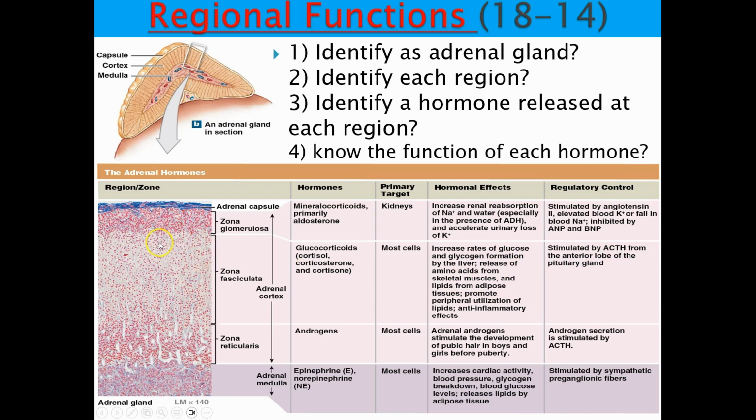So on a histological or a lab exam, if I highlight this range, I can easily ask, what's its name? Name a hormone secreted from this. Name the hormone that stimulates this region. The hormone that stimulates this is ACTH. Here, low blood pressure is what would usually stimulate this. Low sodium levels, high potassium levels.